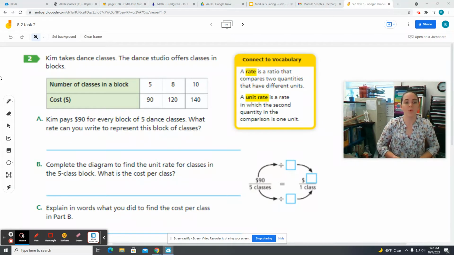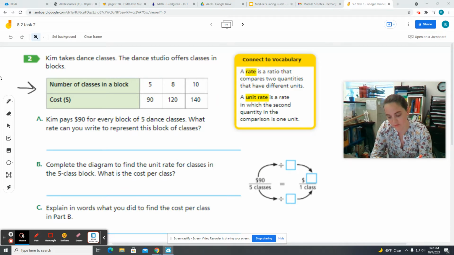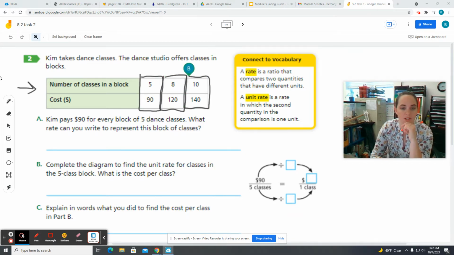So what we have here is Kim takes dance lessons or dance classes. The dance studio offers classes in blocks. So this table below, right here, this table here, shows the number of classes in a block and then the cost for those classes. So what we have here is these three ratios. We're going to focus on these three ratios throughout this task.